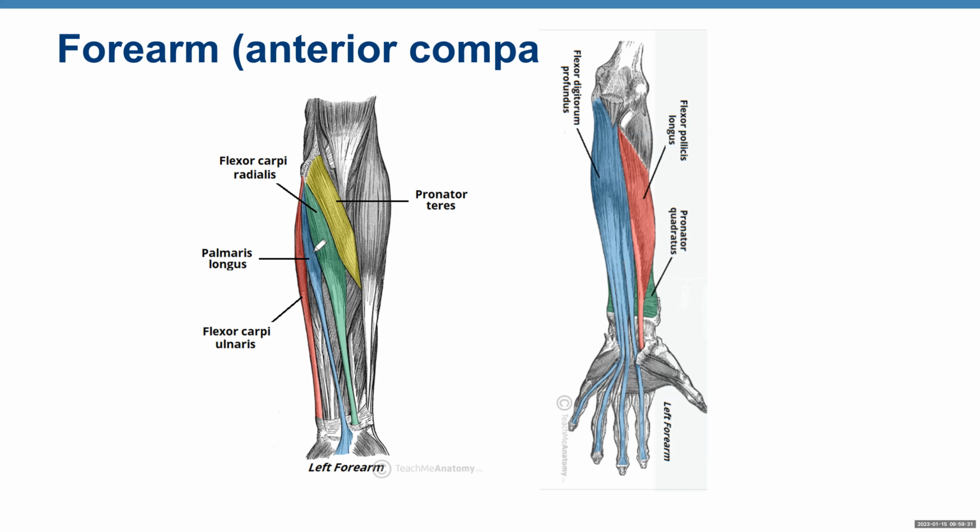Now, deep to these muscles, you have flexor digitorum superficialis. Yes, flexor digitorum superficialis is not shown here. It's only profundus, but flexor digitorum superficialis is the muscle right there. So flexor digitorum superficialis is first, then underneath it, flexor digitorum profundus, then flexor pollicis longus, and pronator quadratus is this green muscle over here. That's your pollex or thumb.